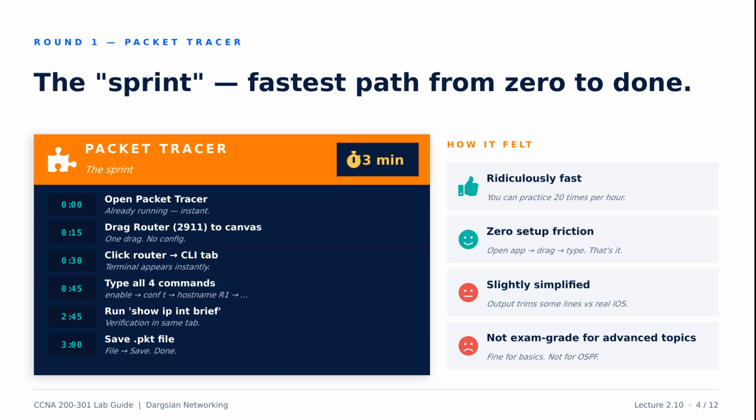Round 1 goes to Packet Tracer, and the headline number is 3 minutes flat. Apps already open, drag a 2911 onto the canvas, click into the CLI tab, and the terminal's right there waiting. Type your 4 commands, run show ip int brief to confirm, save the PKT, and you're done. It feels almost too easy, and that's the point. Zero friction, fast enough to repeat 20 times an hour. The trade-off? The output's slightly trimmed compared to real IOS, and once you get into OSPF territory, you'll outgrow it.